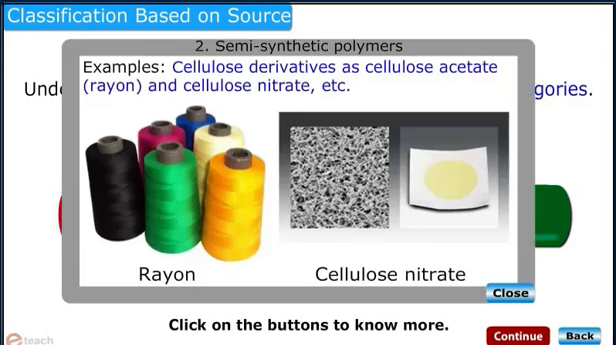The example of semi-synthetic polymer is cellulose. Cellulose derivatives such as cellulose acetate and cellulose nitrate, etc., are found for various uses in the market.